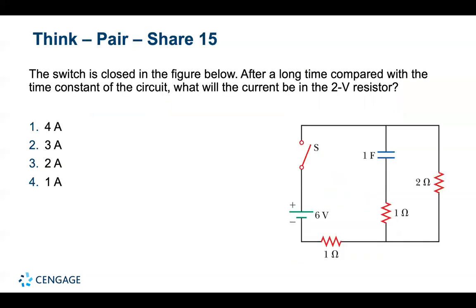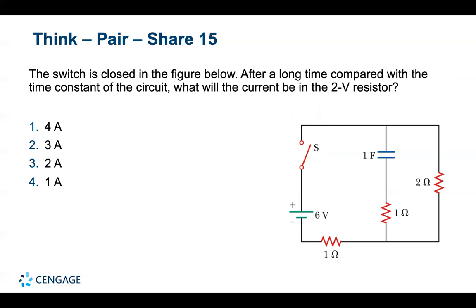So let's have a question to think about this. The circuit is closed in the figure below for a long time compared with the time constant of the circuit. What will the current be in the 2-volt resistor? And the answer is 2 amps.